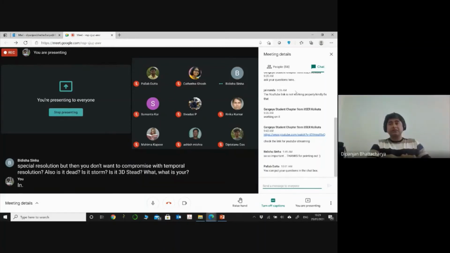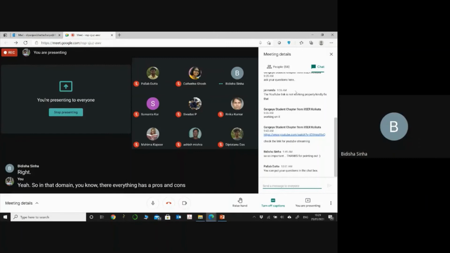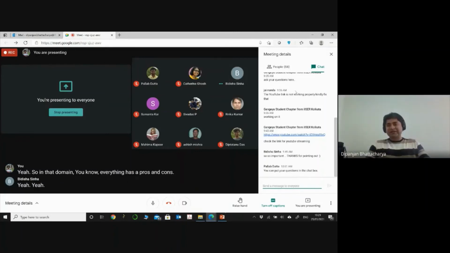In super resolution domain? You are talking about that domain, right? Right, diffraction limit, yeah. So in that domain, everything has pros and cons. I would say if the fluorescence photobleaching is not a big problem, then you can.